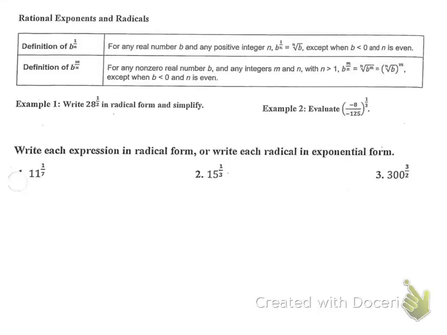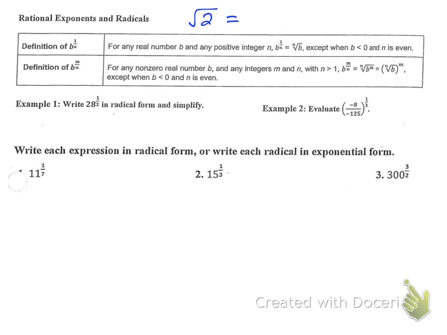Rational exponents: for any real number b and any positive number n, b to the 1 over n equals the nth root of b. So what that's saying is the index number of our radical will be the denominator of the exponent, okay?